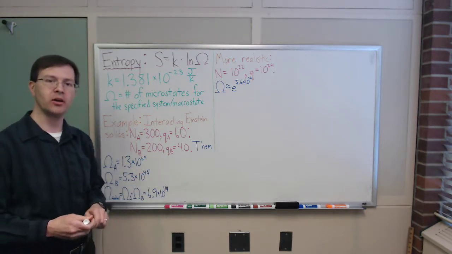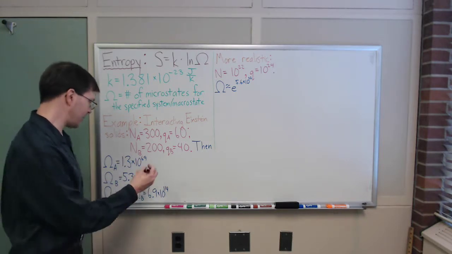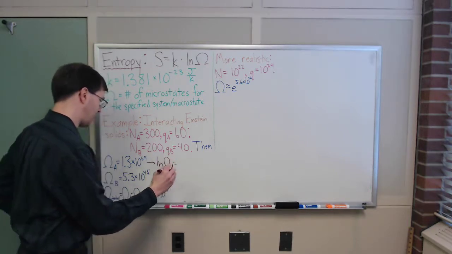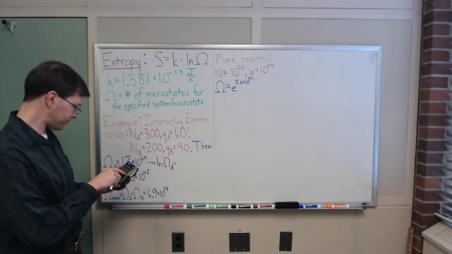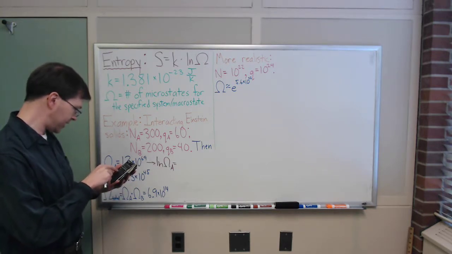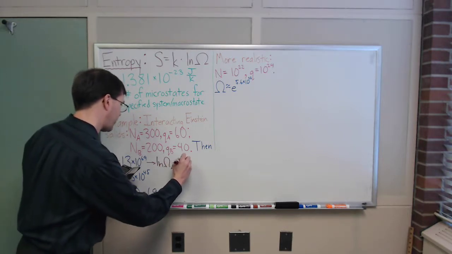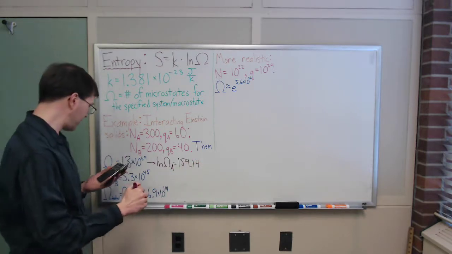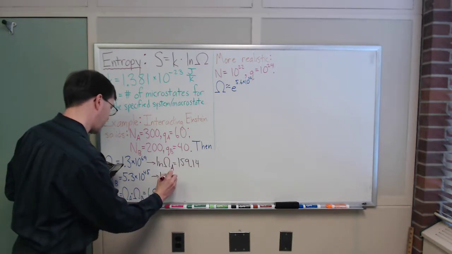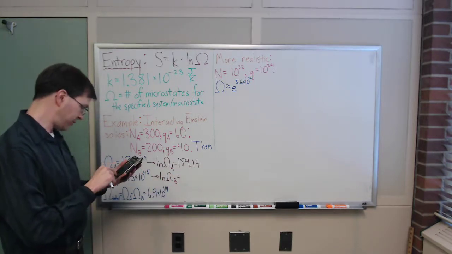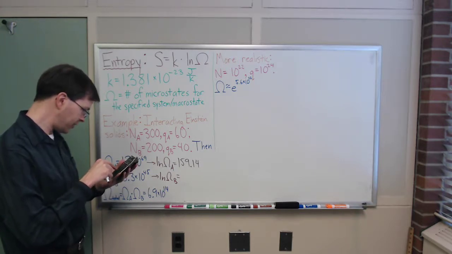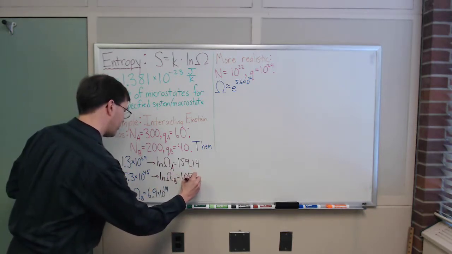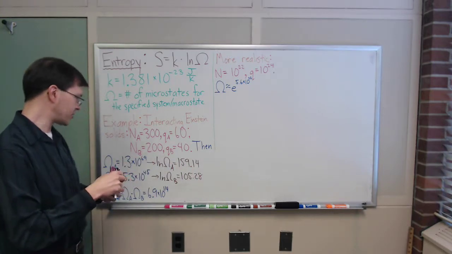So, okay, we've got these numbers. How does entropy show up here? Well, I can do simple things. Let me just take this omega A and calculate the natural log of omega A. I'll just put that into my calculator. 1.3 times 10 to the 69th natural log. I get 159.14. And if I do the same thing for omega B, 5.3 times 10 to the 45th natural log, I get 105.28 as my natural log there.